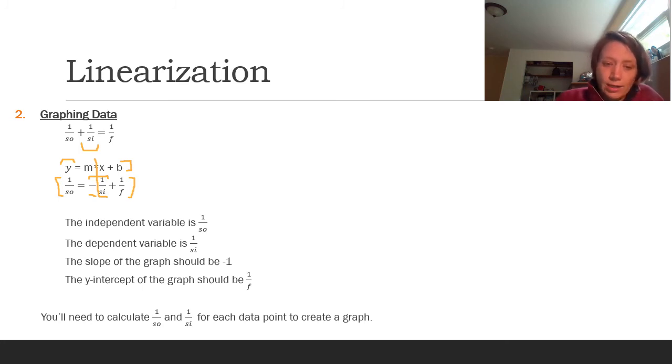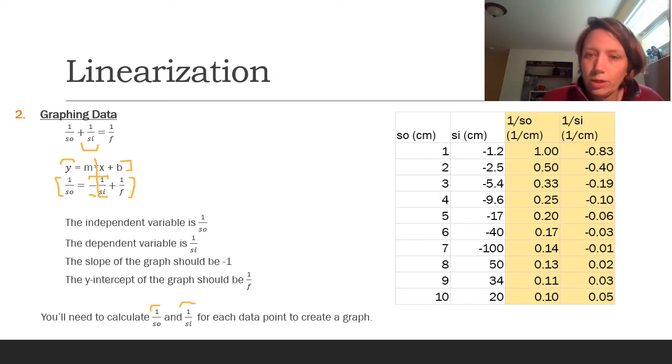But before we can graph it, we have to do a little bit of calculation. So we had that data table. We can't actually graph that data table because what we actually need to be graphing are 1 over SO and 1 over SI. So you take your data table and you're going to want to add 2 columns to that data table. We're going to add a column for 1 over SO and a column for 1 over SI, and I put the units in there also.